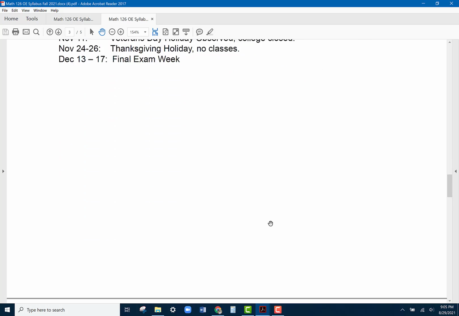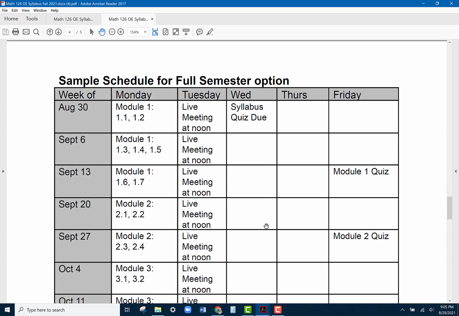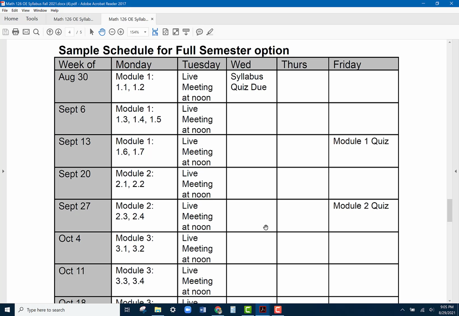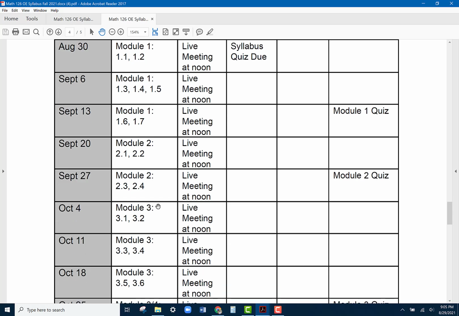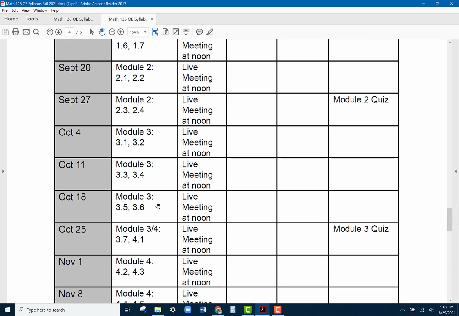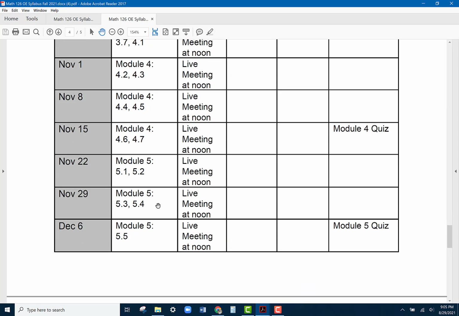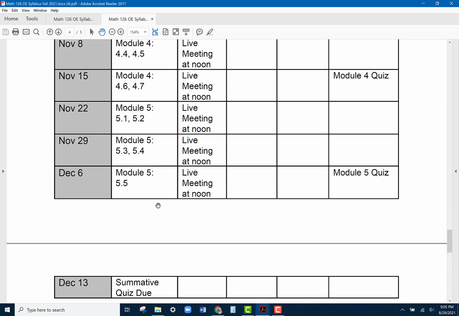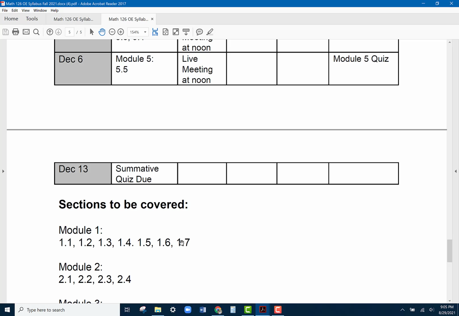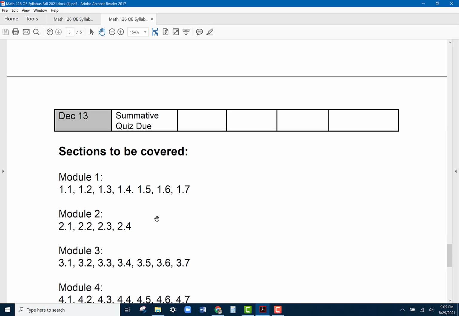And here's just the schedule of things for the class. If you want to do a full semester option, this is the schedule I'd suggest you keep pace with. So we're covering chapters 1 through 5 for this class. Anyway, sections to be covered.